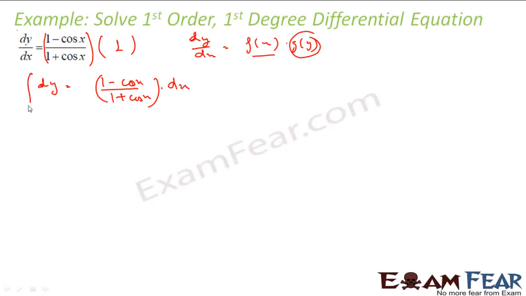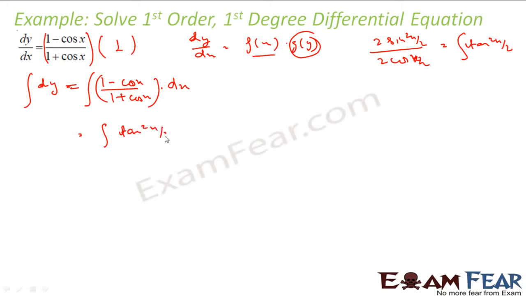right? You integrate both sides and then you get the answer. Integrating is not difficult for it. Why? Because we have done this kind of question. 1 minus cos x I can write as 2 sin square x by 2, and 1 plus cos x I write as 2 cos square x by 2, right? So with this I get tan square x by 2, and integration of tan square x by 2 I know.